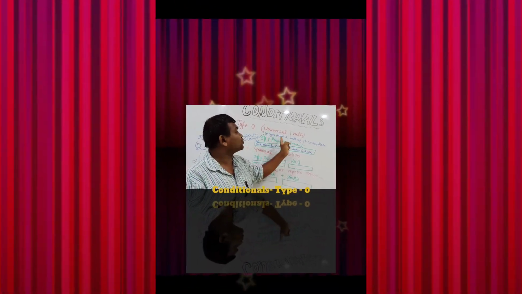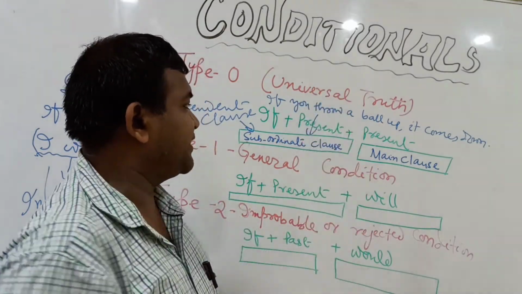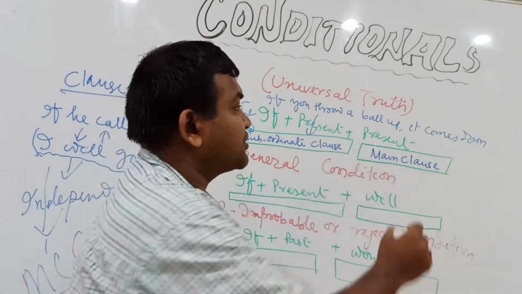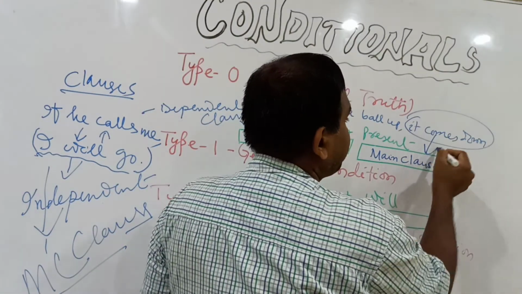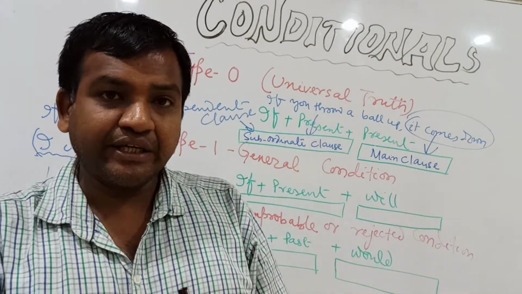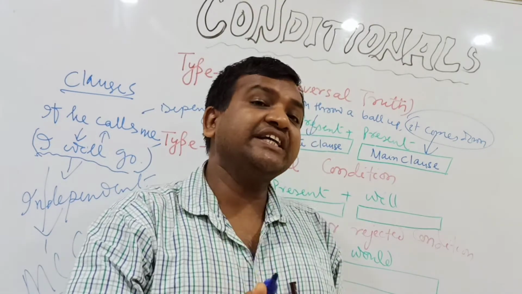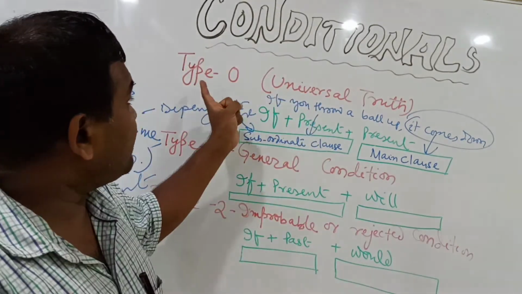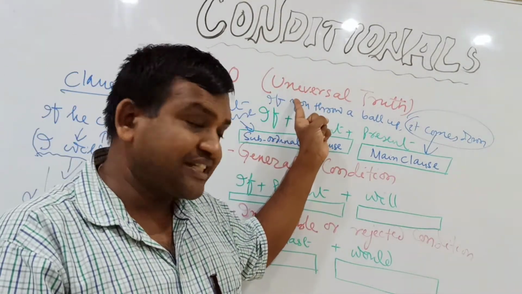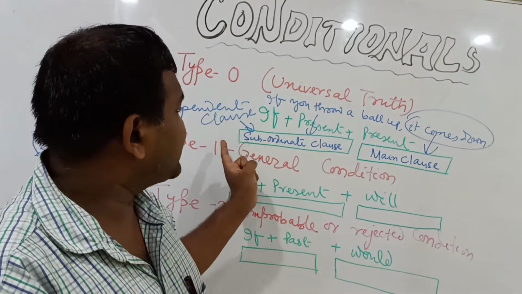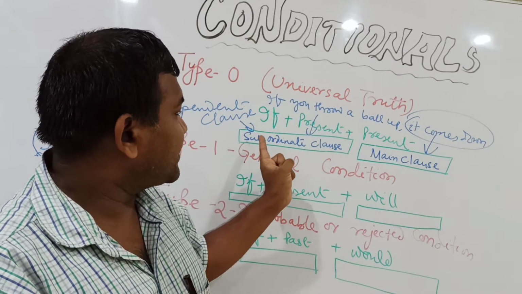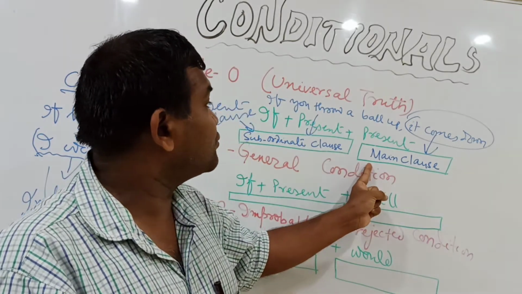So if you throw a ball up, this one is the subordinate clause, and it comes down is the main clause. In conditionals, keep it in mind: type 0 deals with universal truth, and it has one subordinate clause and one main clause.